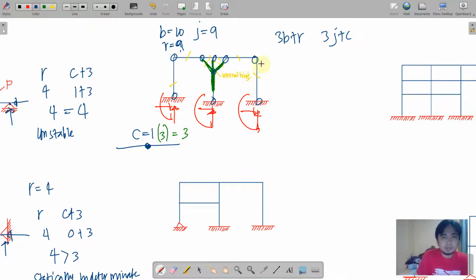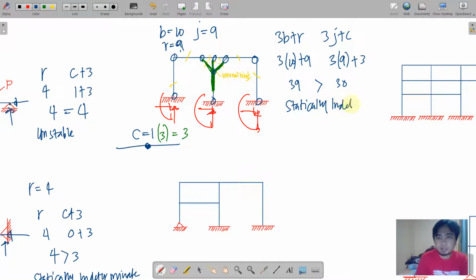And then we just substitute now the counts. 3 times 10 plus 9, and 3 times 9 plus 3. So obviously this is 39, and this is 27 plus 3, that is 30, and this therefore is 39 is greater than 30. So it is obvious that this is statically indeterminate to the 9th degree.